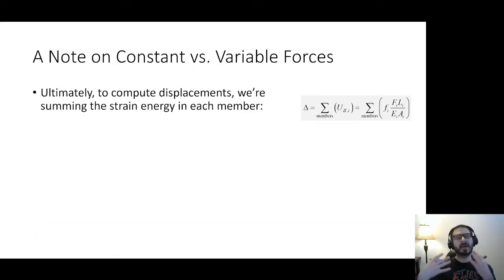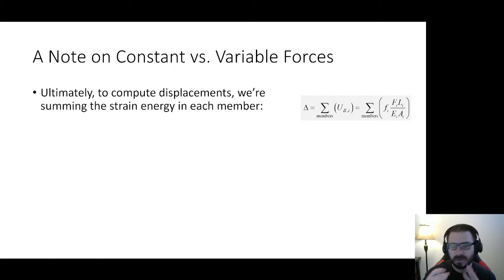Now keep in mind, delta 2 is multiplied by this P1, but again, that's why we set P1 equal to 1. Now I want to take a step back to make a point about something that did not affect trusses in the slightest, but it's definitely going to affect beams and frames, and that's a note on constant versus variable forces.